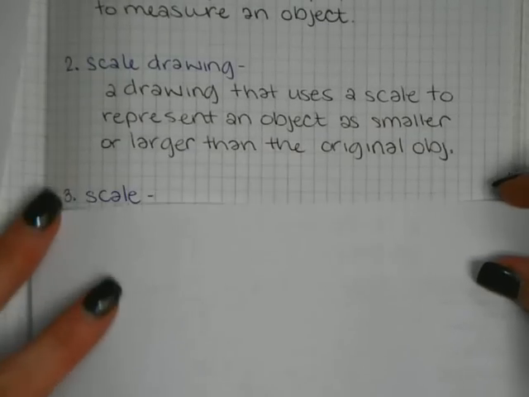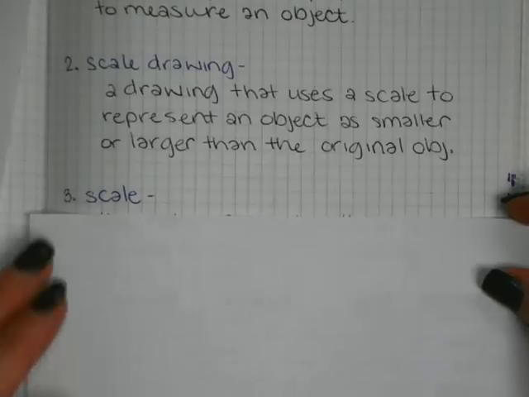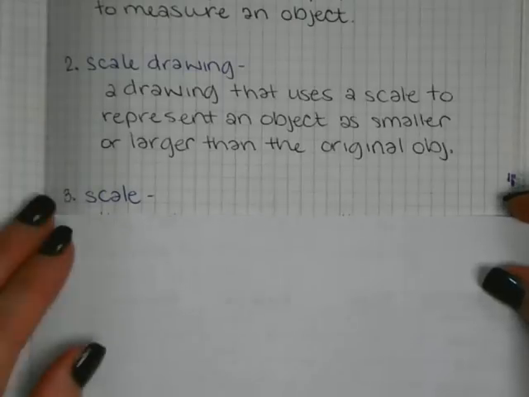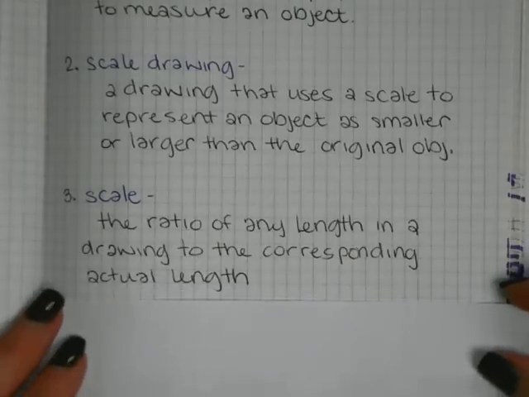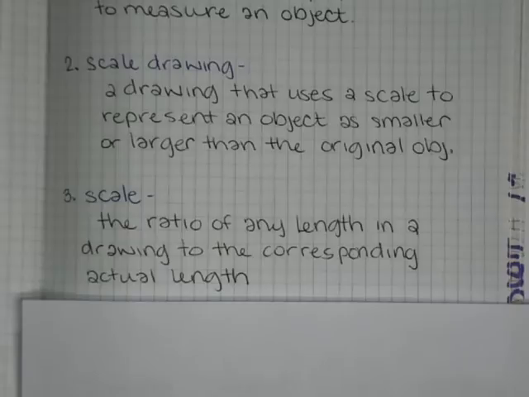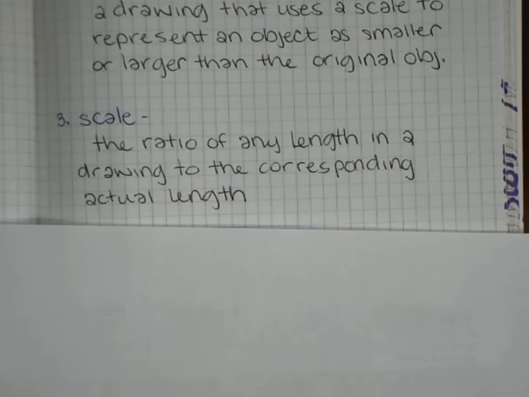Well, when you're looking at scale drawings, you'll also notice that they have a scale near the compass rose in the legend. That scale is the ratio of any length in a drawing to the corresponding actual length. And you've seen scales that we've done in class also when we talk about 1 foot being represented by 1/4 of an inch, like yesterday's warm-up.